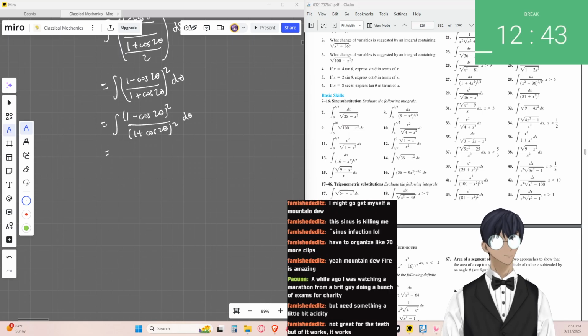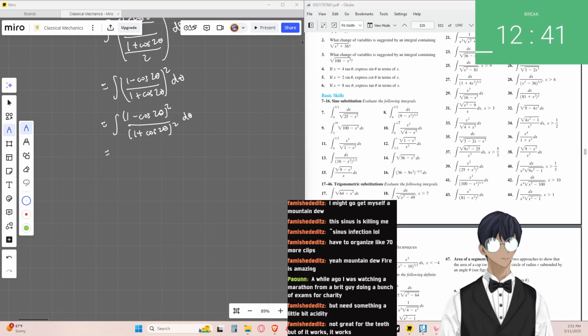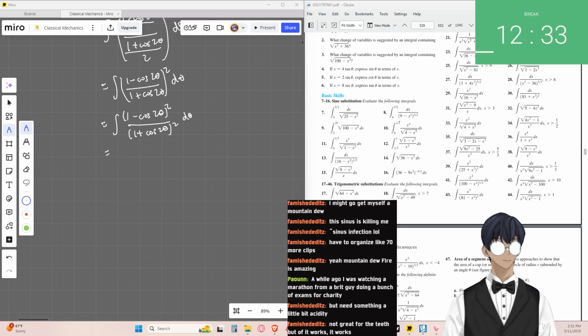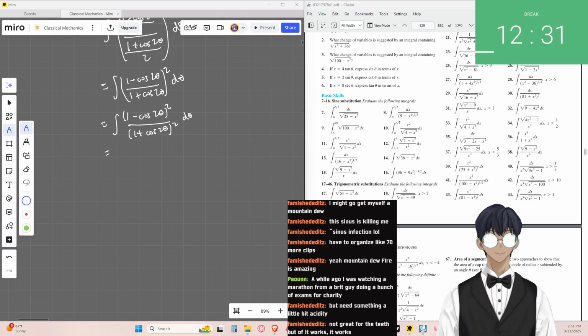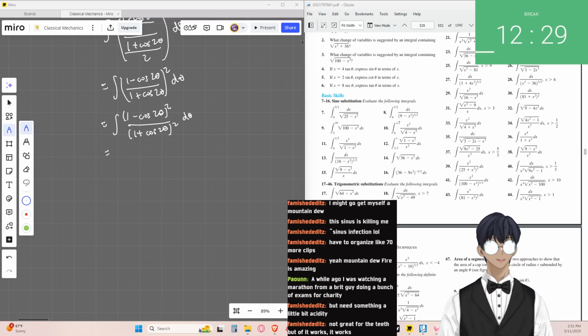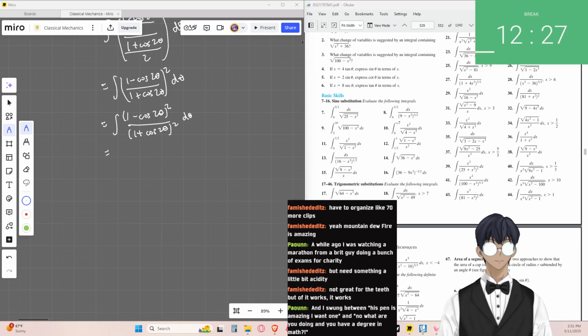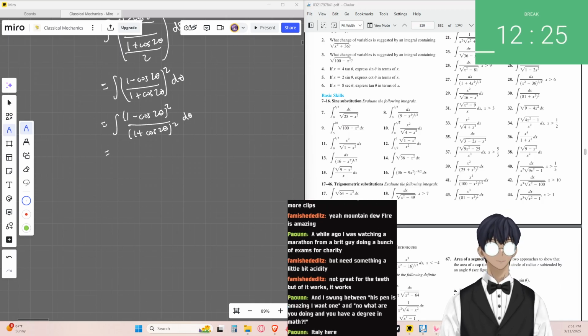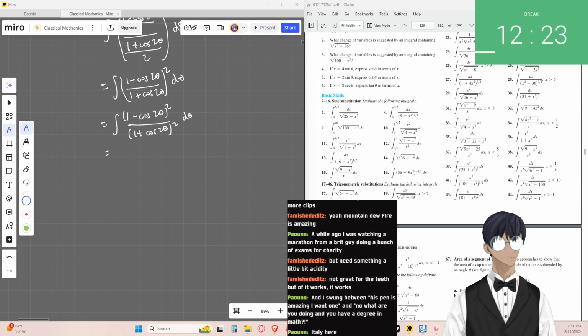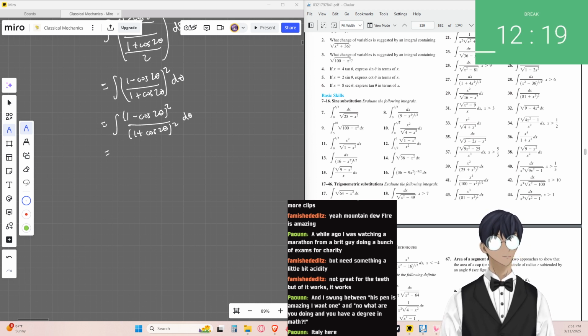But need something a little bit acidic. I get what you mean. Especially with your throat, with sinuses, I'm not really sure, but I get really bad sore throats whenever I get sick. So I always end up drinking a lot of tea. Not great for the teeth, but it works. If it works, it works.